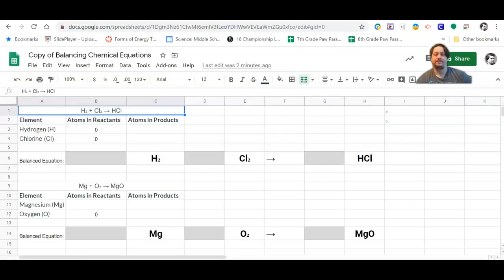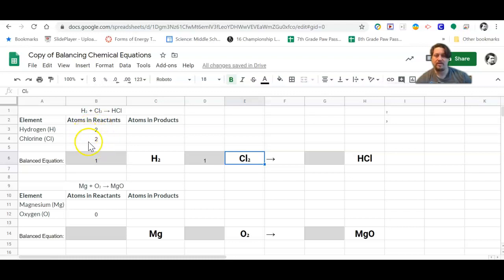On this, I've put little formulas in here to help along with this. Okay? So we start with H2 plus Cl2 yields HCl. We are going to leave this top part alone. It's going to fill in by itself as we go. So the balanced equation, we start with a 1 here. Punch it in. It automatically tells you how many atoms are in the reactant. Go to here. Put a 1. Shows us how many are there.